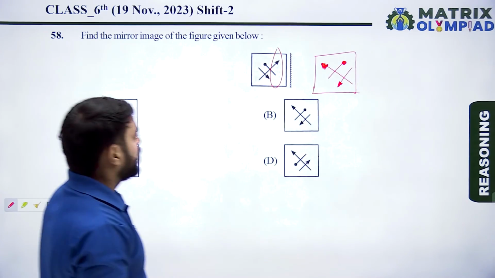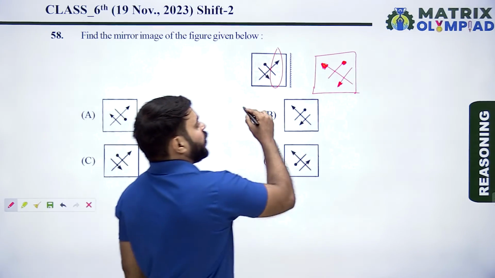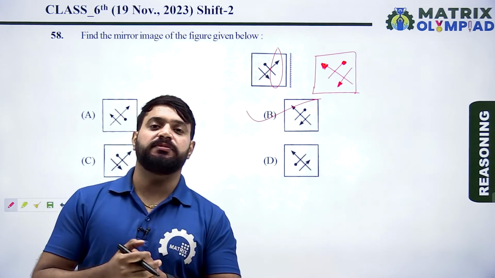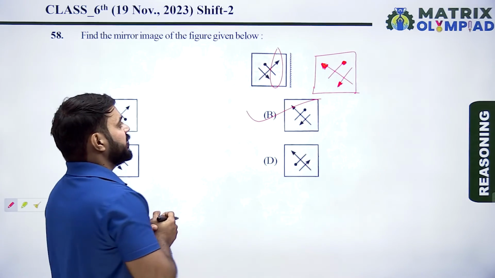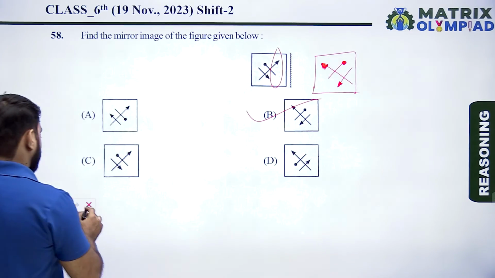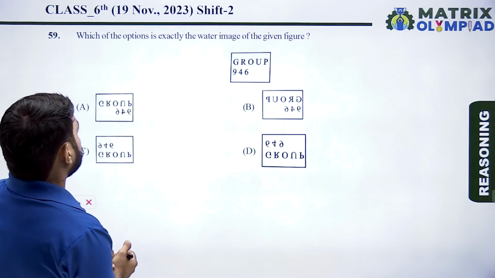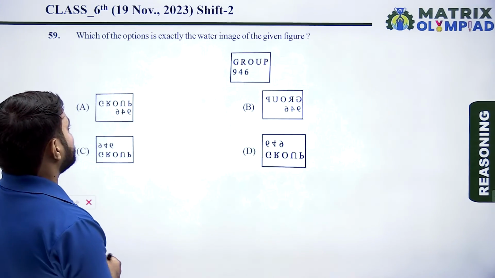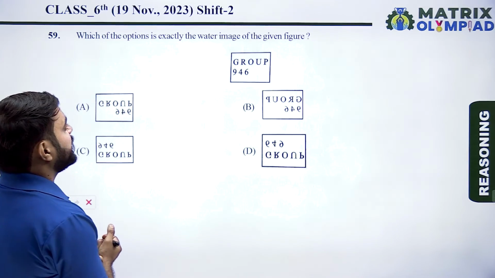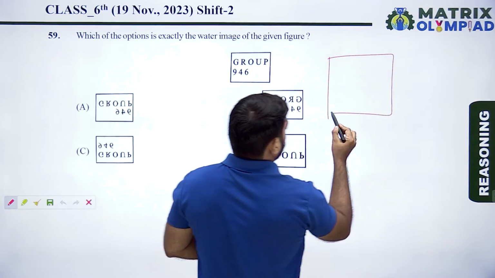So here option B is the correct mirror image of the given figure. So here option B is the correct answer of this question. Now let's move on to the next question. Which of the options is exactly the water image of the given figure? So find the water image of the given figure.